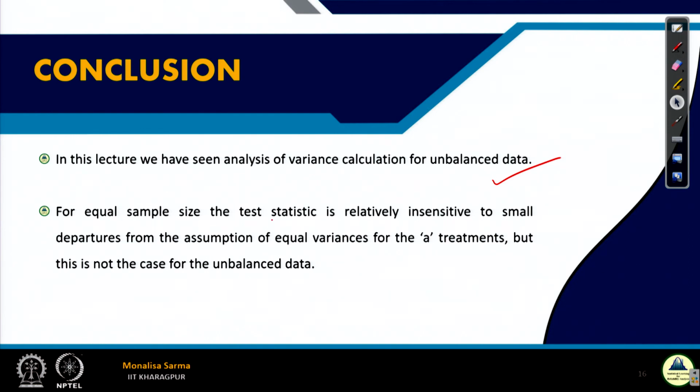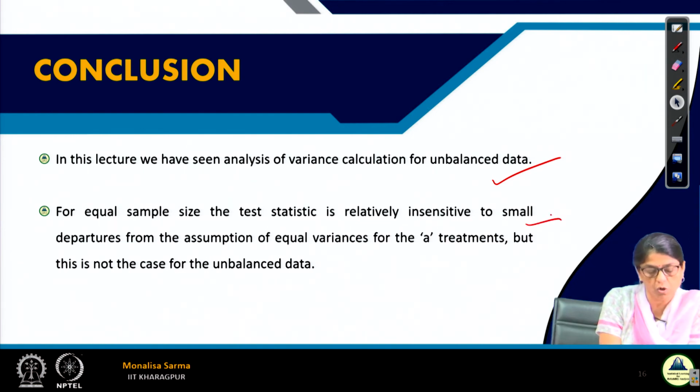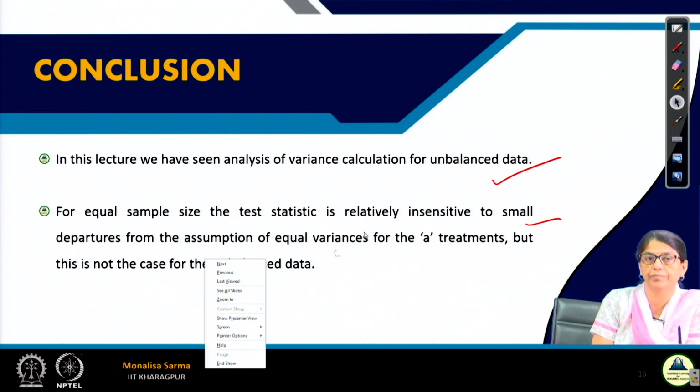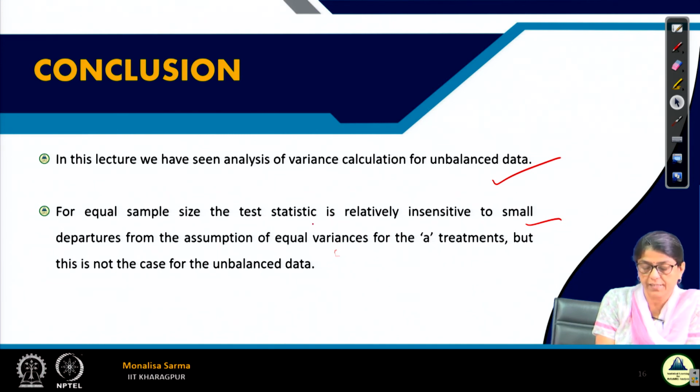As I have mentioned, for equal sample size the test statistic is relatively insensitive to small departure from the assumption of equal variance. I have mentioned this, is it not? Whatever test statistic means, here the test statistic means the F value. When I am doing chi-square distribution, my test statistic is the chi-square value. When I am using F distribution, my test statistic is the F value. T distribution, my test statistic is the T value.